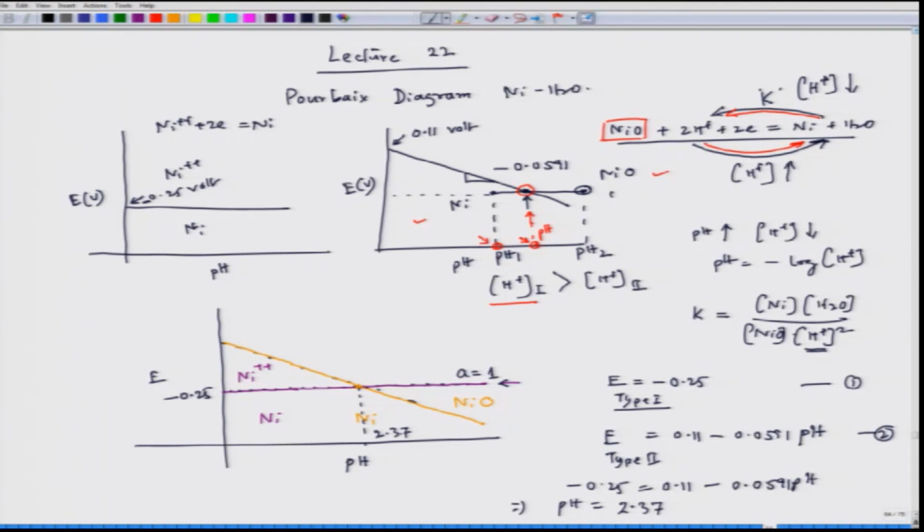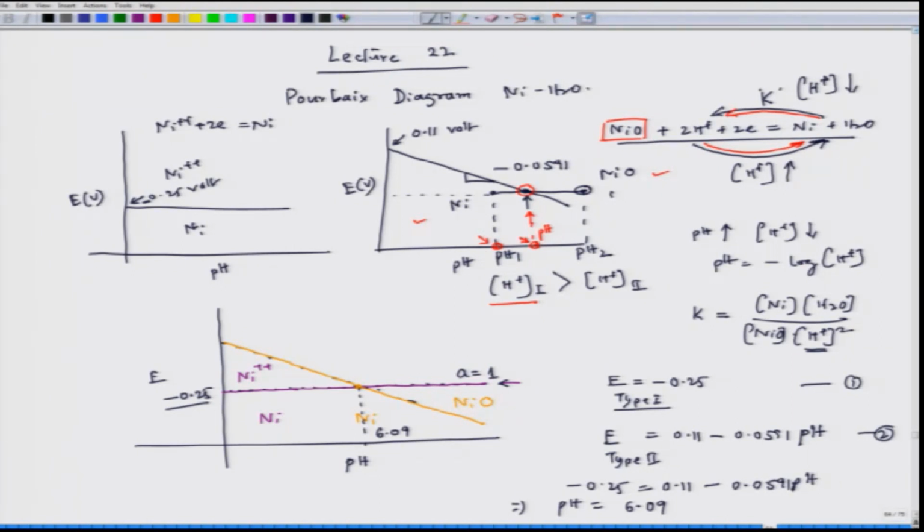If we solve this, we can definitely get to... sorry, I think we made a mistake in the calculation. So, it should be 0.25 plus 0.11 divided by 0.0591, equal to 6.09. So, this value is the pH level, and the potential, of course, will be minus 0.25 if we consider activity to be 1.